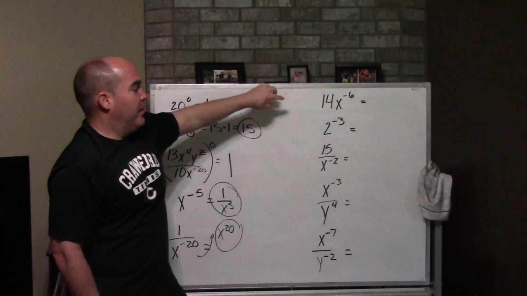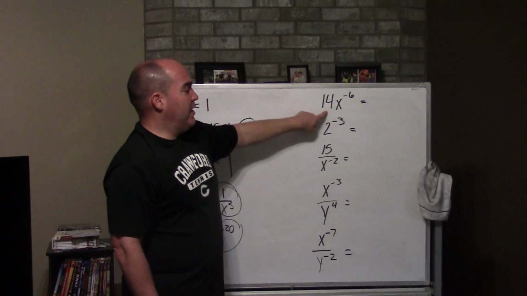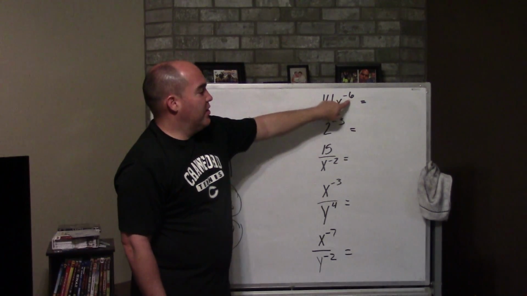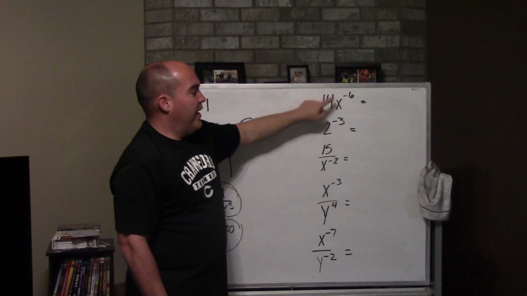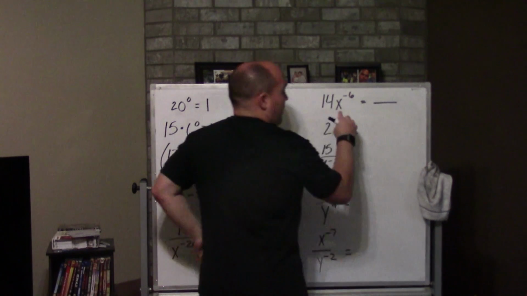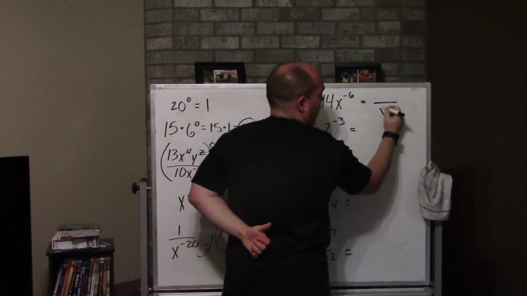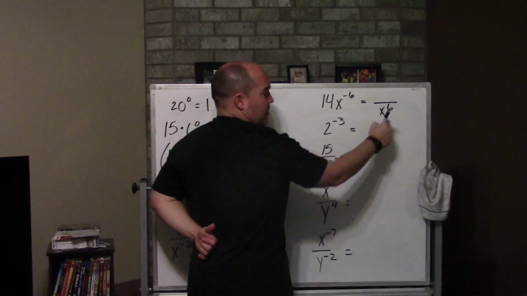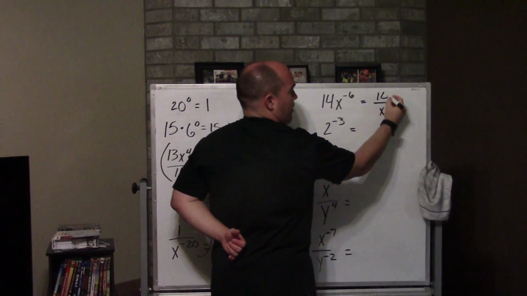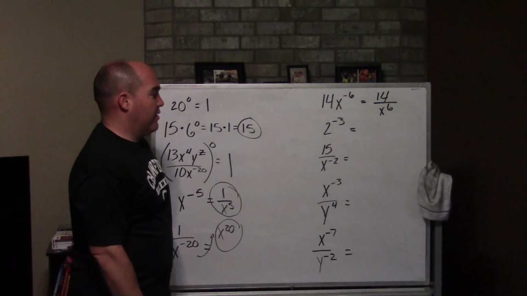Alright, over here, we have 14x to the negative 6th. Well, this 14 is just a regular old whole number. The negative 6 is only next to the x. So the x to the negative 6 has a negative exponent, so that has to go to the bottom, become x to the 6th, and the 14 is now going to stay on the top. So it's just 14x to the 6th.